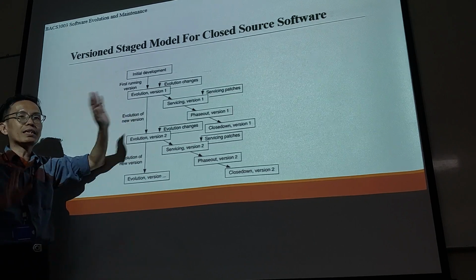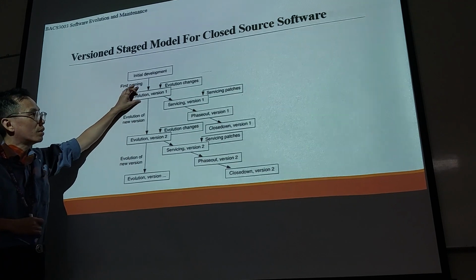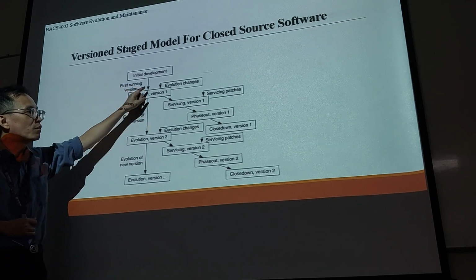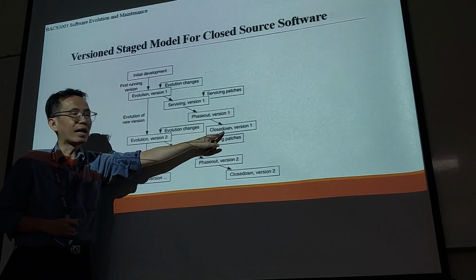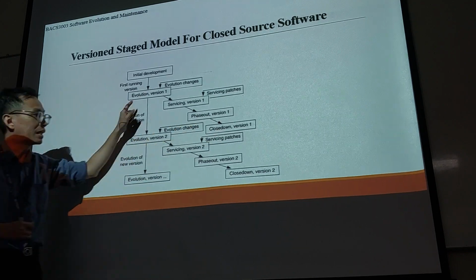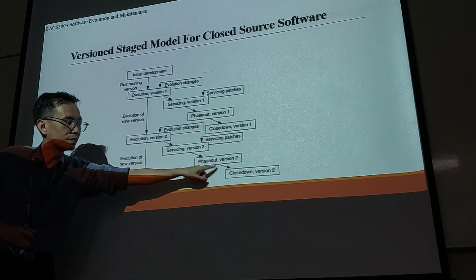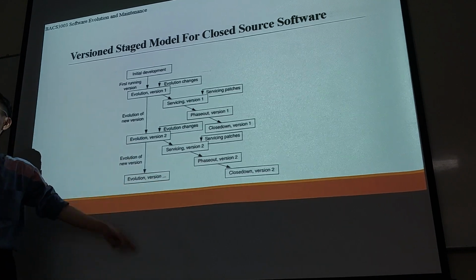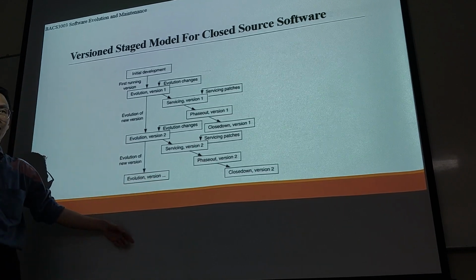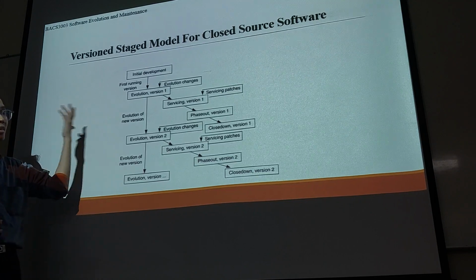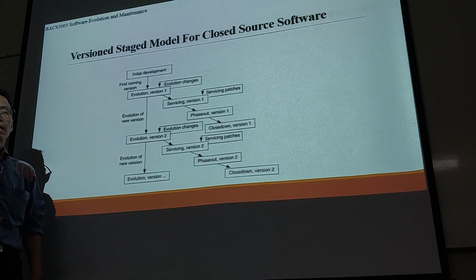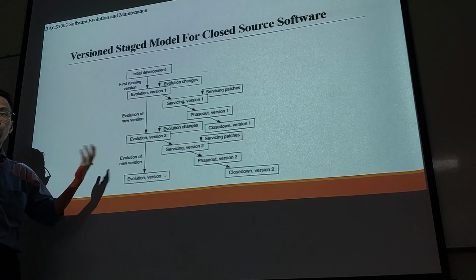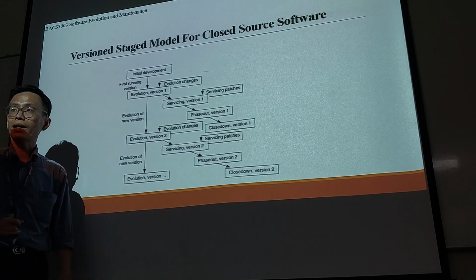But this one, we discussed that even though the second version comes out, the first version is still running until it's closed down, we don't know when, but the second version is available. You get me? And then maybe the third version and fourth version, you understand? So this is another stage model to discuss the life cycle of evolution for closed source software.